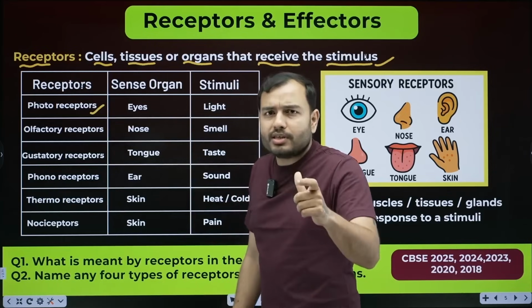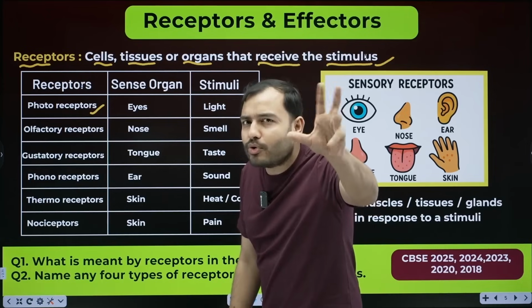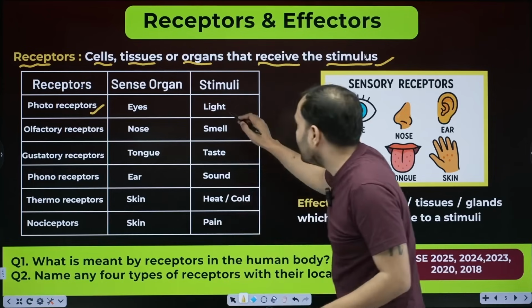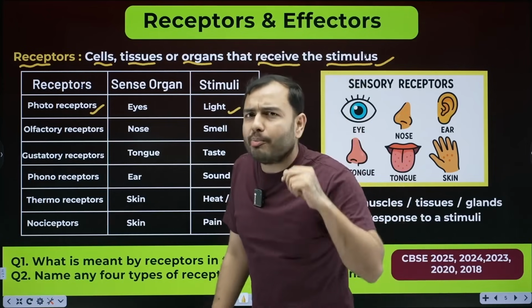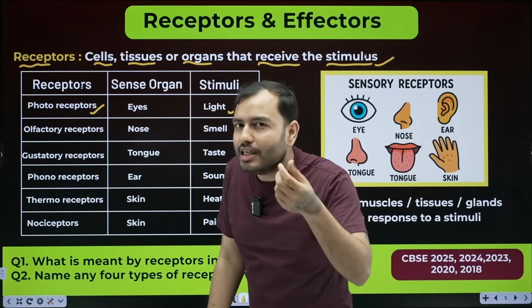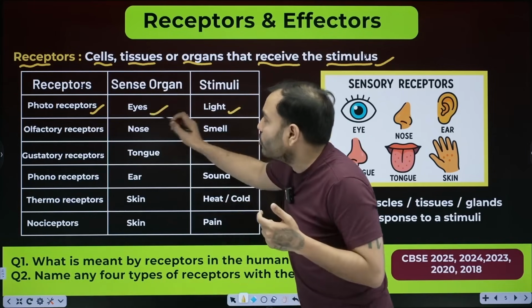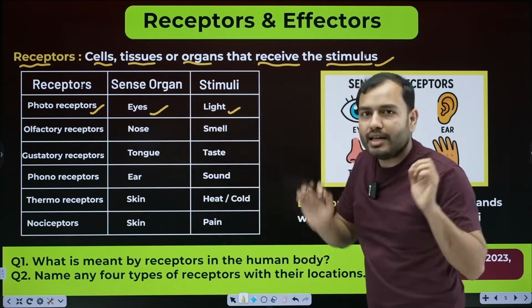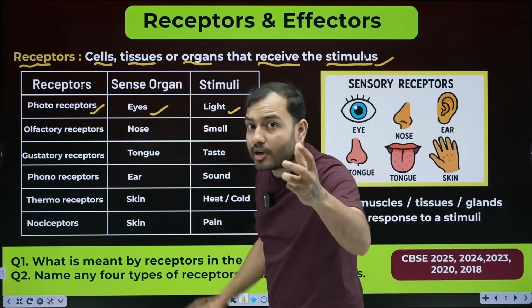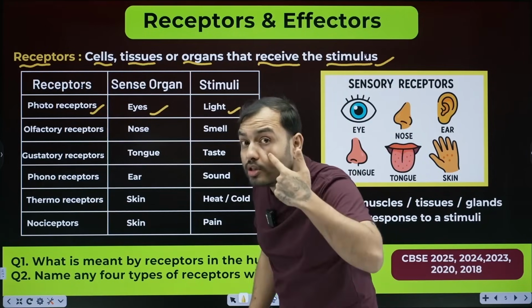So photoreceptors, which stimuli do they catch? Light. And where will photoreceptors be? Which organ catches the light? In the eyes. So receptor, sense organ and stimuli. Photoreceptors catch what? Stimuli, light. And which organ? In the eyes.